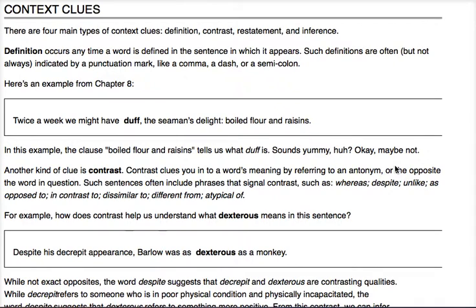Definition occurs anytime a word is defined in the sentence in which it appears. Such definitions are often, but not always, indicated by a punctuation mark, like a comma, a dash, or a semicolon. Here's an example from Chapter 8. "Twice a week we might have duff, the seaman's delight, boiled flour and raisins." So here, duff is defined as boiled flour and raisins. In this example, the clause boiled flour and raisins tells us what duff is, just like I just said. Sounds yummy, huh? Okay, maybe not.